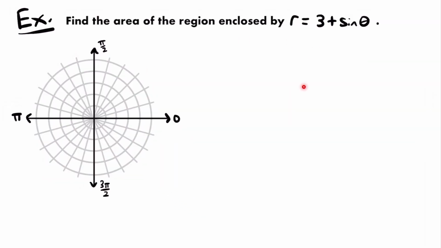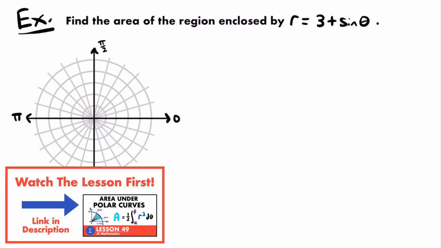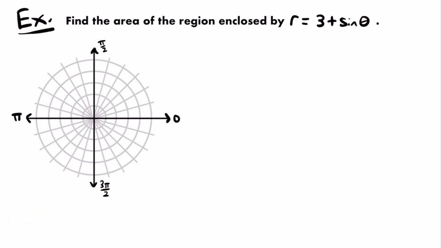All right, so here's our first example. We want to find the area of the region enclosed by r equals 3 plus sine theta. In order to find the area underneath a polar curve, represented by this polar equation, we need to know the formula for calculating area under polar curves.